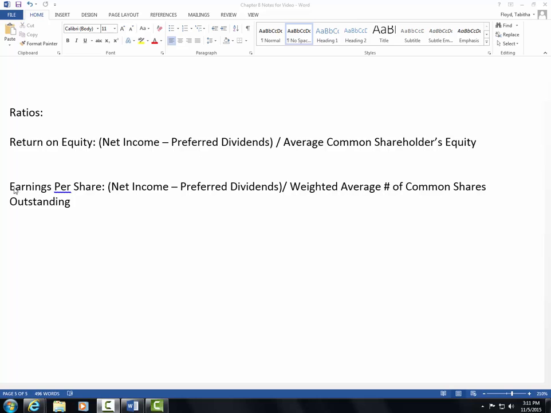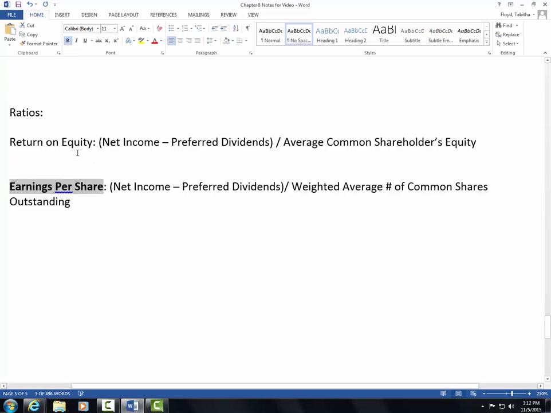The second ratio is earnings per share. Earnings per share is probably the most important ratio that we'll learn this whole semester. It's so important, in fact, that GAAP, generally accepted accounting principles, require that all publicly traded companies report this amount on their income statement. This is the only ratio that they have to report on the face of their income statement.